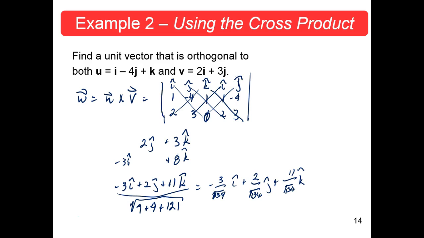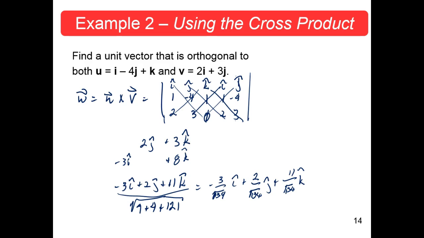Yeah, so it's minus 3 over root 134 i plus 2 over root 134 j plus 11 over root 134 k. Perfect. That is a unit vector, and it's orthogonal to the other two. Now, if you wanted to check that out, you don't have to, but it's not too bad an exercise. Do a dot product between u and this one down here. Just see what we get.